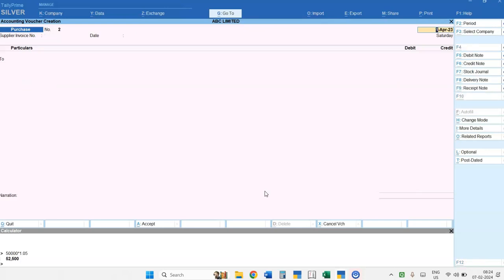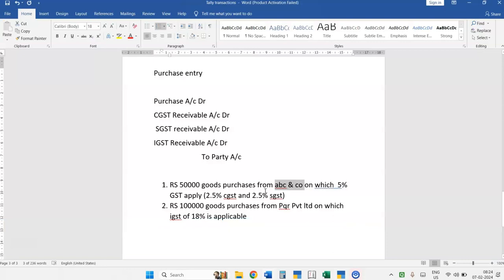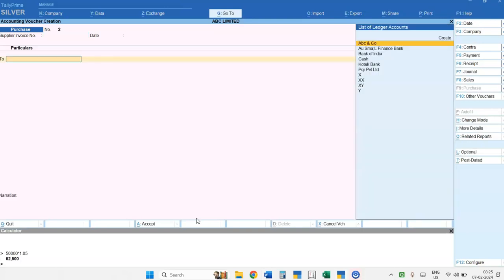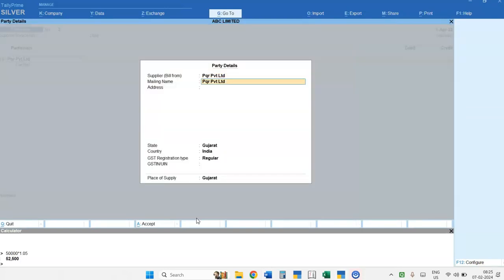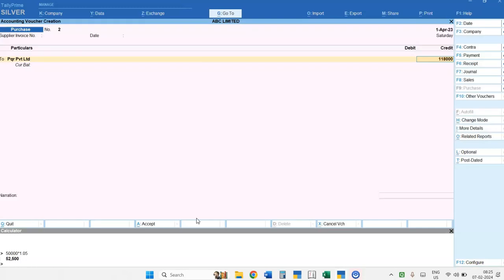Now we will do the purchase transaction entry for the next transaction. Rupees 1 lakh goods purchased from PQR Private Limited on which IGST is applicable. Who is giving the benefit to our organization? PQR Private Limited. So here, by the personal account rule, the PQR Private Limited account is credited with the total bill amount. What is the total bill amount? 1 lakh plus 18% GST, that is 1 lakh 18,000. So I will write down that the PQR Limited account will be credited with 1,18,000.